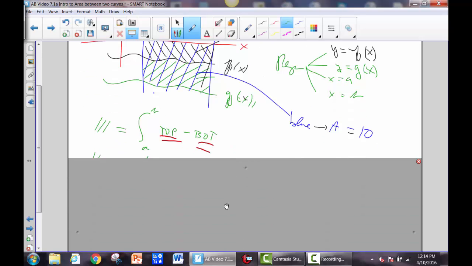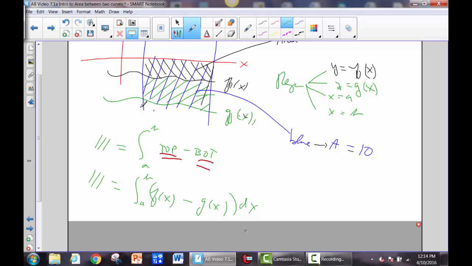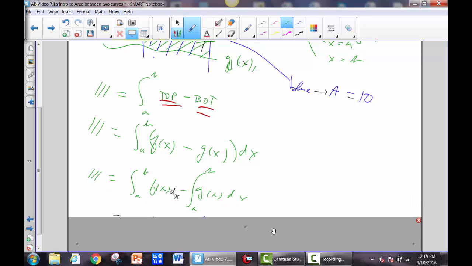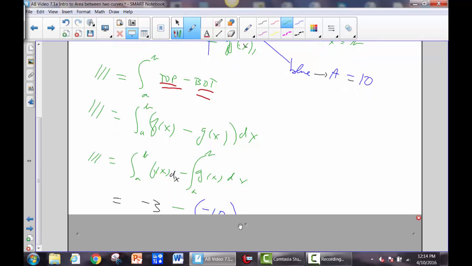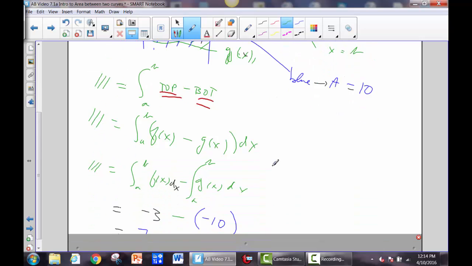Now, let's try our top minus bottom and see how that works. If we do top minus bottom, it's actually going to work because the top curve, the one that's above the other, is f of x, and g of x is on the bottom. So that's going to be the integral from a to b of f of x minus the integral from a to b of g of x. Well, if you pretend that this black area is 3 and that this big blue area is 10, obviously you should expect that the green area will be 7, right? 10 minus 3, which is positive 7.